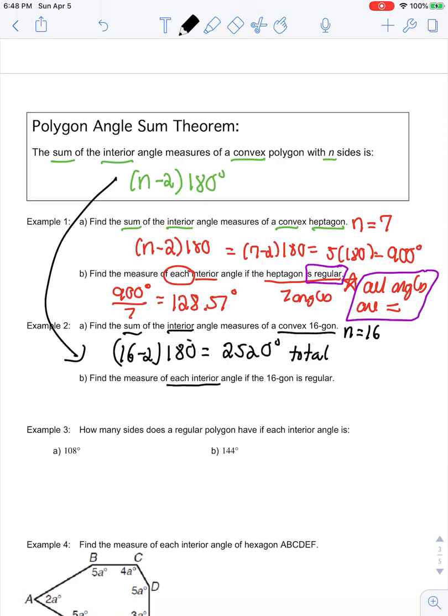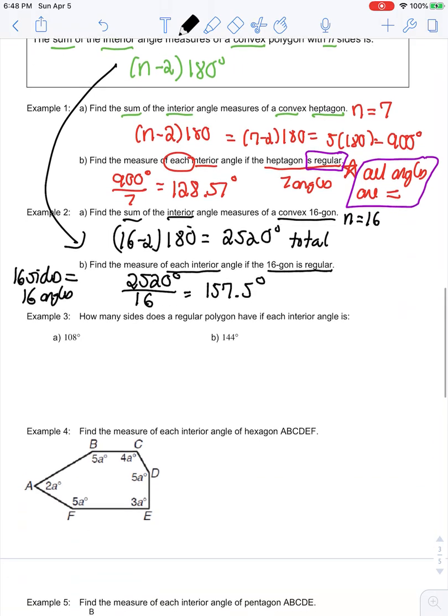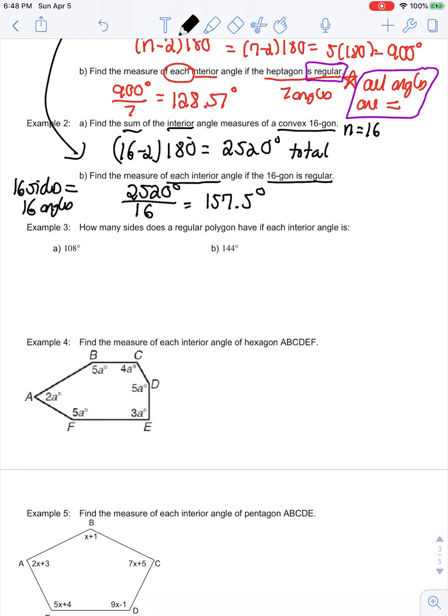If I want to find the measure of each interior angle, and we know that it is regular, then we can take that 2,520 degrees, divide by the number of angles. Remember that if there are 16 sides, then there will also be 16 angles. And when I divide 2,520 by 16, we get about 157.5 degrees.